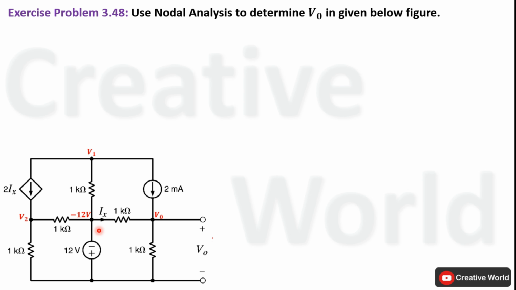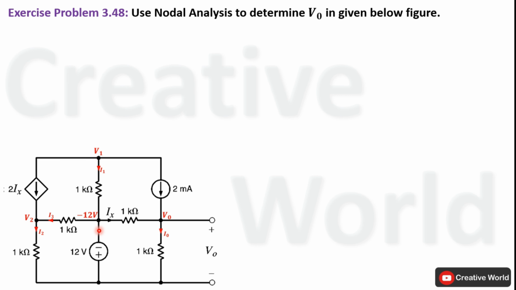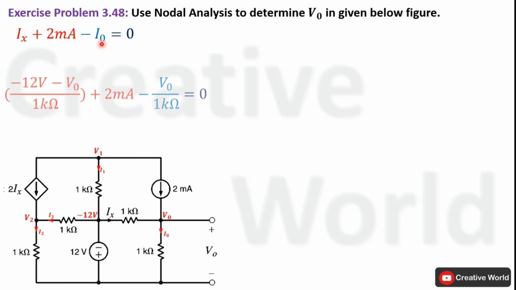In next step, we have to assume all unknown branch currents along with their directions in the network. Now we will apply one by one Kirchhoff's current law on these non-reference nodes to find out their node voltage equations. We will start from this node. On this node, two currents are entering, 2 milliampere and Ix, while only one current is leaving, that is I0. So KCL equation for this particular node will be: entering currents are taken with positive sign while leaving current is taken with negative sign.